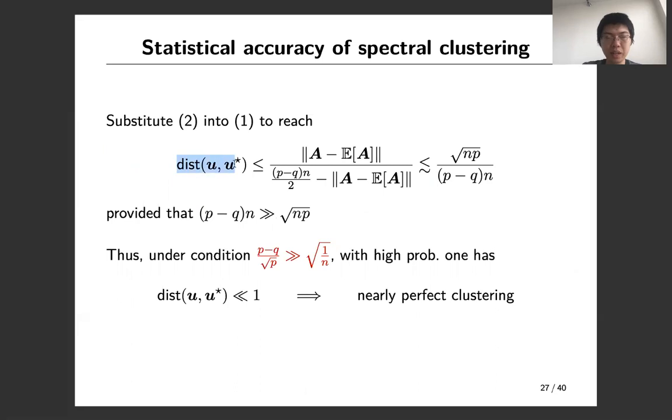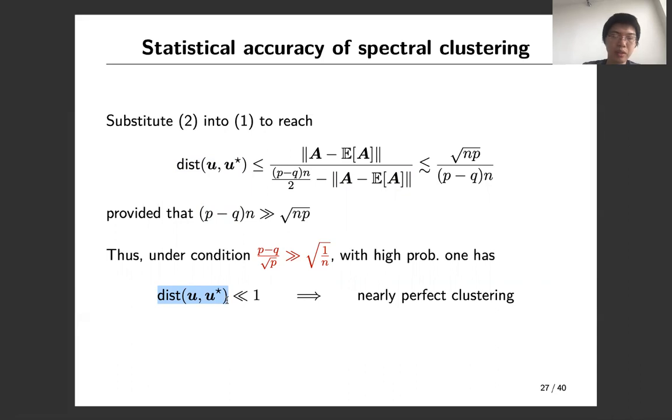The L2 distance between U and U star is no larger than square root n times P over n times P minus Q, provided that the gap between P and Q is sufficiently large. This condition can be equivalently written as P minus Q divided by square root P larger than 1 over square root n. Once we satisfy this condition, then Davis-Kahan will tell us that with high probability, the L2 distance between U and U star will be much smaller than 1.